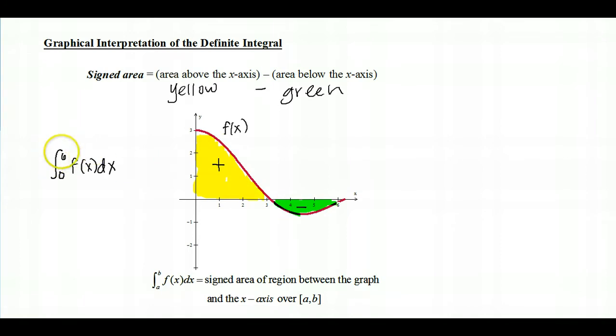So I know that this integral has to be some positive number because there's more yellow than there is green. So there's more area trapped above the x-axis than there is below the x-axis.